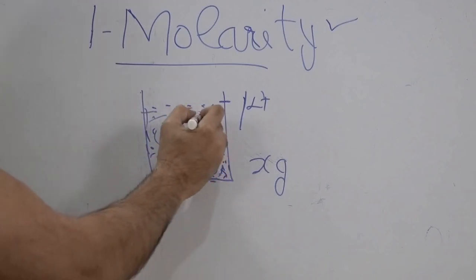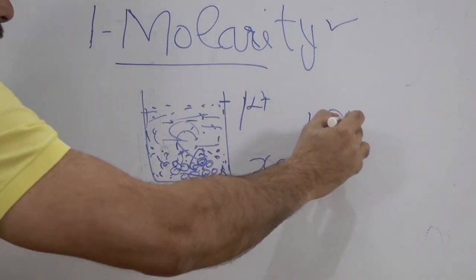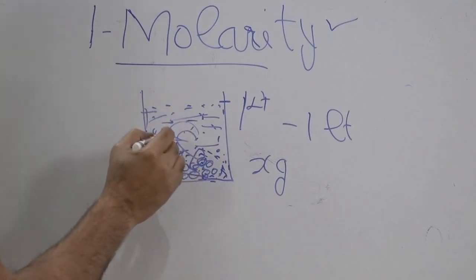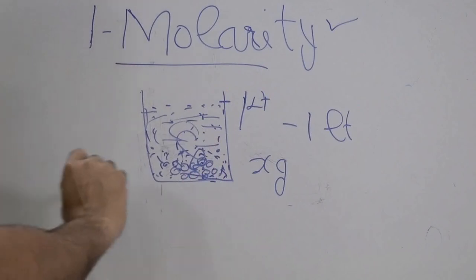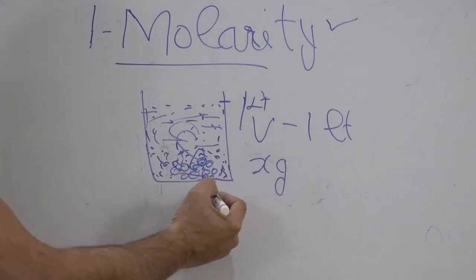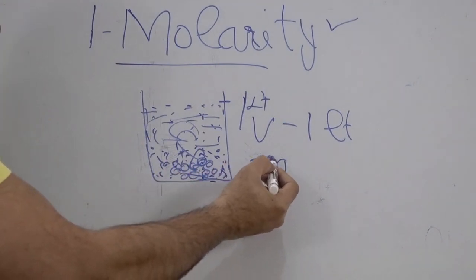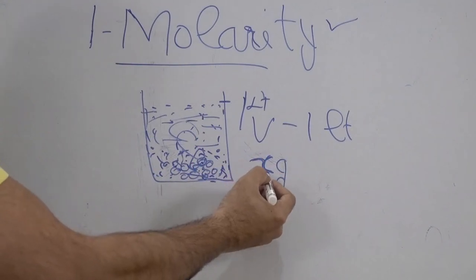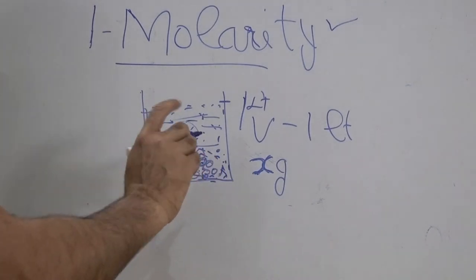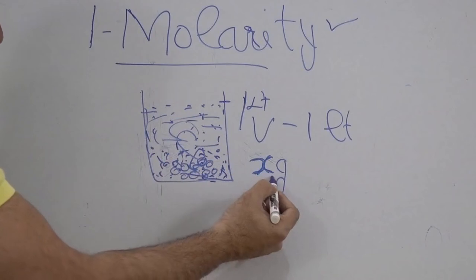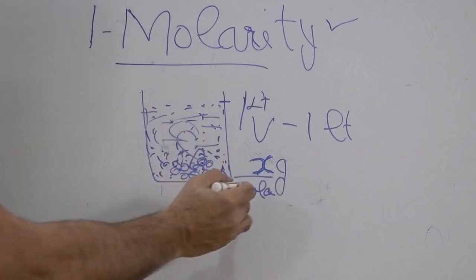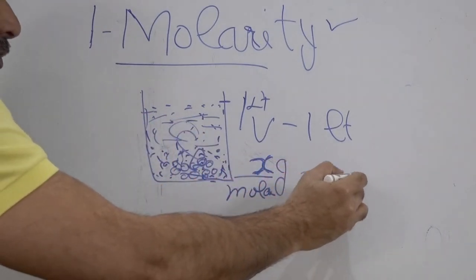Now the amount of solution is how much? 1 liter. This is the volume of solution we are measuring here, remember that. Volume of the solution is 1 liter. And the amount of solute is x gram. That we have measured, means we have measured its mass. What would be the number of moles of this solute? This x is to be divided by the molar mass. That would be the number of moles of the solute.